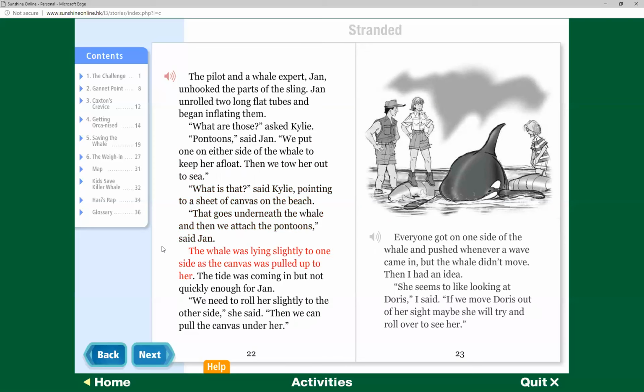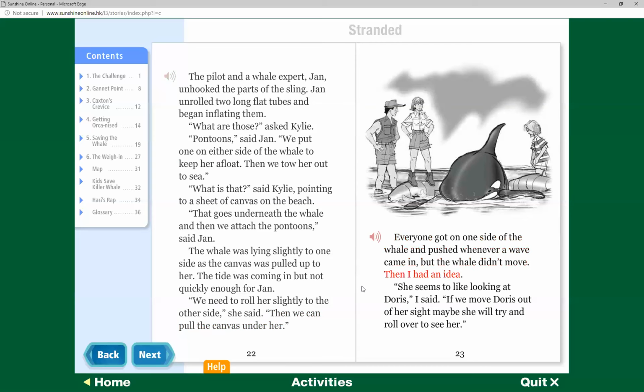The whale was lying slightly to one side as the canvas was pulled up to her. The tide was coming in, but not quickly enough for Jan. "We need to roll her slightly to the other side," she said. "Then we can pull the canvas under her." Everyone got on one side of the whale and pushed whenever a wave came in, but the whale didn't move.